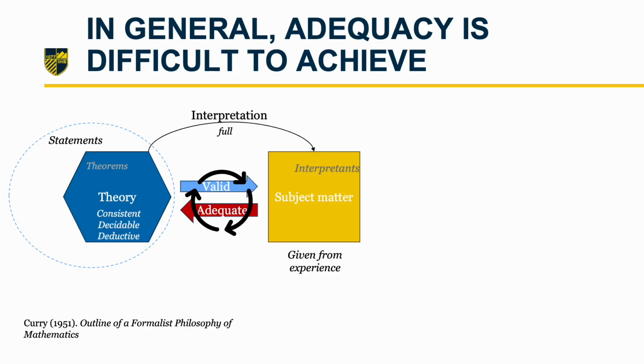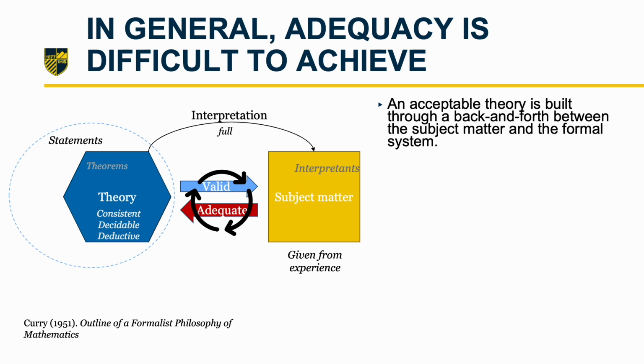So I'd like to talk about this idea of adequacy. In general, it is difficult to achieve. An acceptable theory is built through a back and forth between the subject matter and the formal system. So you have kind of a circle going on when you build a theory. It's usually done by working on a partial set of true statements within the subject matter. You take a partial set of true statements, you build the theory, you go back to the true statements to see, do I have completeness? No, I need to improve it, and so forth.